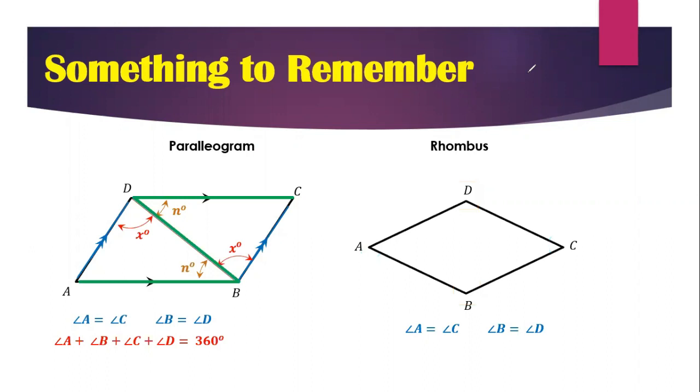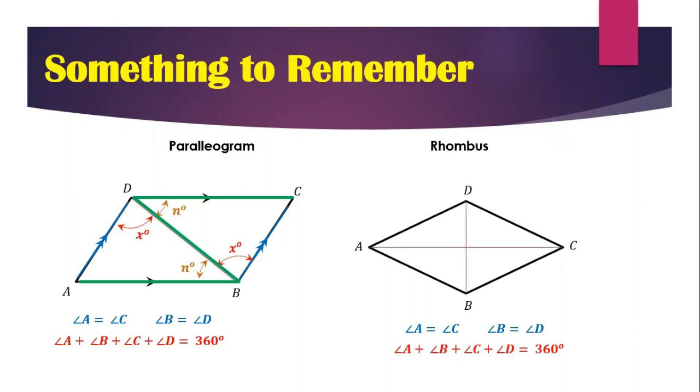Okay, what's next? Angle A plus angle B plus angle C plus angle D equal 360 degrees. The rhombus and parallelogram are quadrilateral shapes. Next.